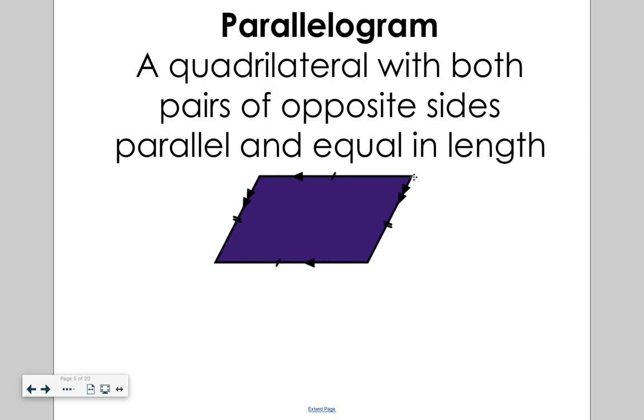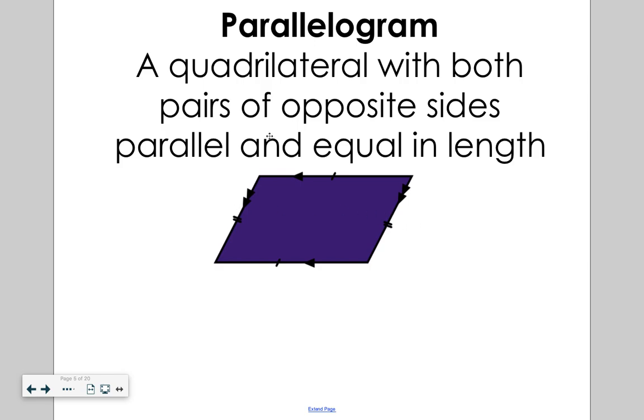So we have pairs of opposite sides. So here's a side which its opposite side is this. So this one and this one are a pair. And this one, the horizontal ones, are a pair. And these have opposite sides that are equal in length. So that means this one and this one are the same length, and this one and this one are the same length.